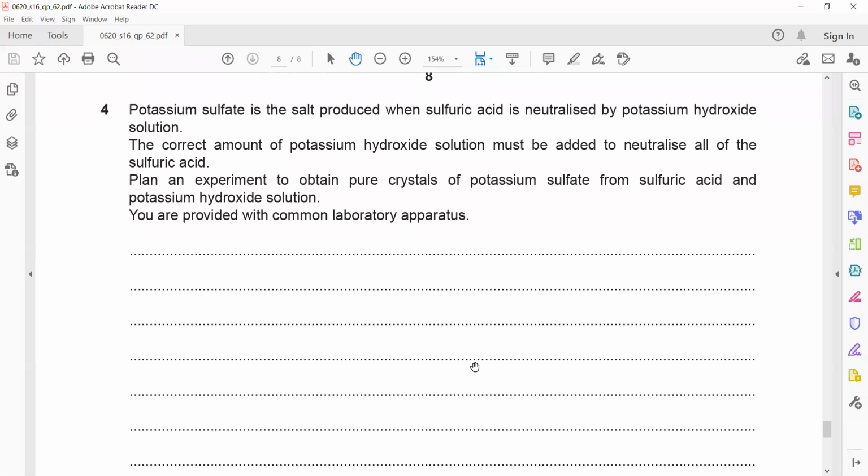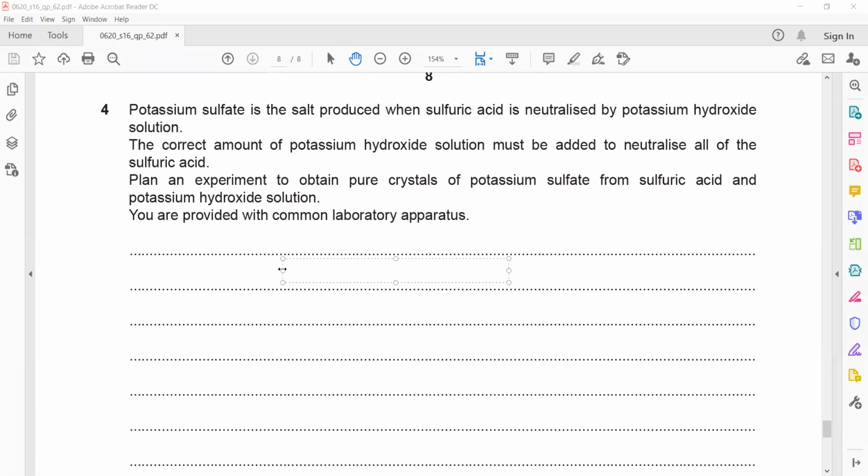You are provided with common lab apparatus, but first, before obtaining a salt, we should know what volume of acid is reacting with an alkali. So to know the volume of acid reacting with an alkali, we should always use a titration, a technique in which we are finding the concentration or a volume of an unknown solution by the known solution. So first we have to do titration.